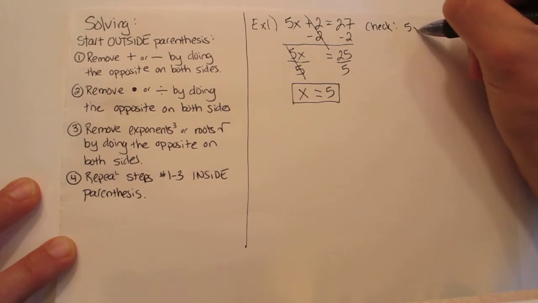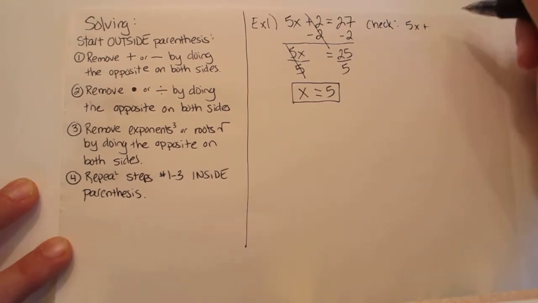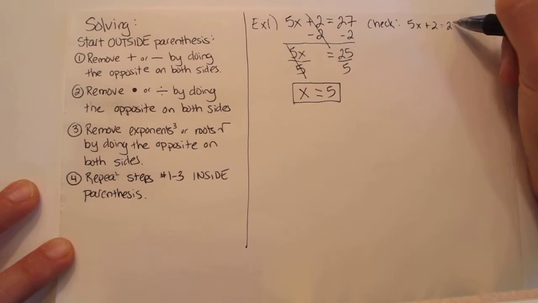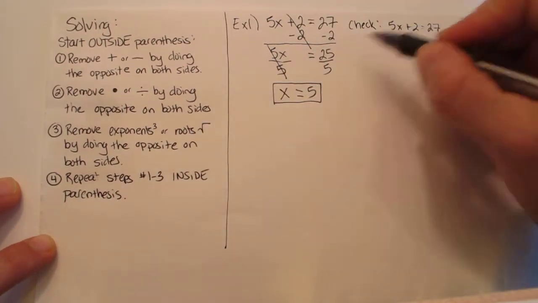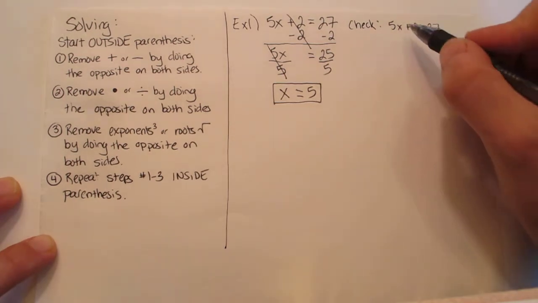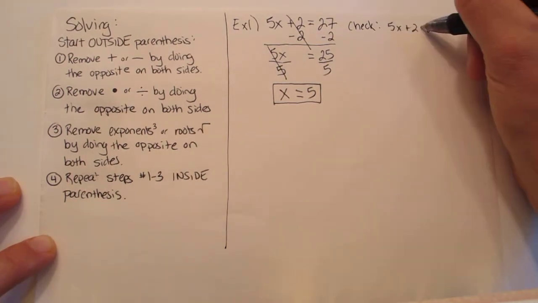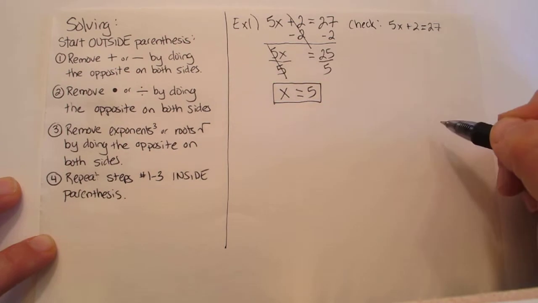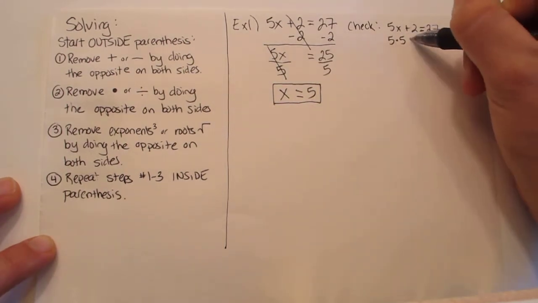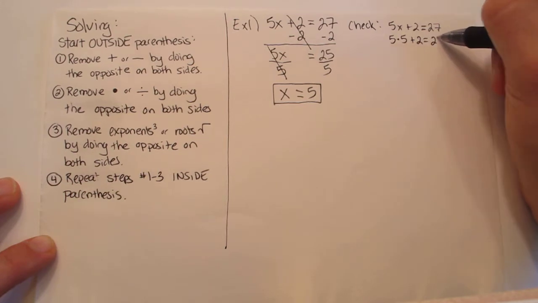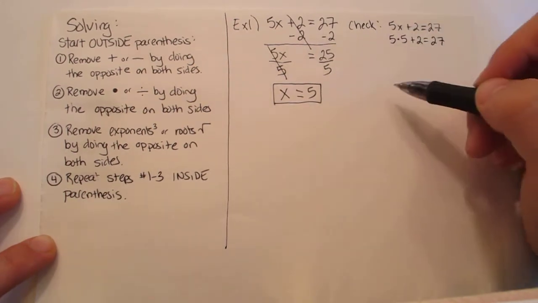I'm going to write down my original equation, 5x plus 2 equals 27. And I'm going to begin to replace the x with my answer, 5, and show you that the left-hand side of the equal sign is equal to the right-hand side of the equal sign. So I'm going to do 5 times 5 plus 2 equals 27, just replacing the x with 5.